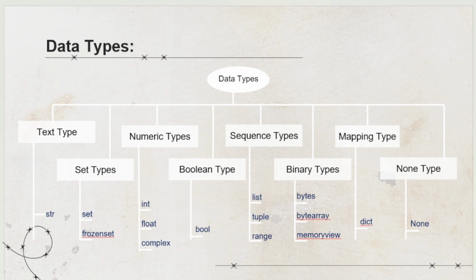The data types in Python: there are multiple data types like text type, set type, numeric type, boolean, sequence, binary, mapping, and none type. Text type is the string, defined as str. Set types: set and frozenset. Numeric types: integer, float, complex. Boolean type. Sequence types: list, tuple, range. Binary types: bytes, bytearray, memoryview. Mapping type we define as dict, and none type as NoneType.